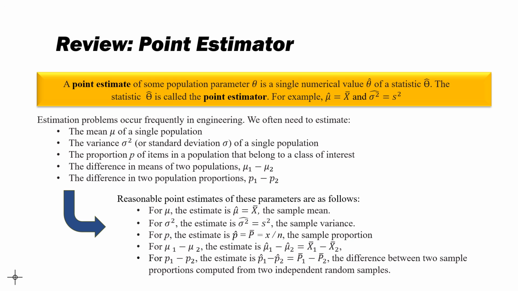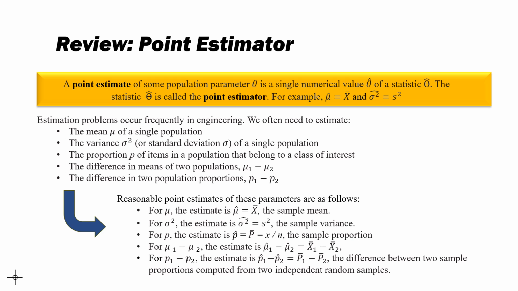The difference in sample means, x1 bar minus x2 bar, serves as the point estimator for the difference in population means, mu1 minus mu2, and finally the difference in sample proportions, p1 bar minus p2 bar, serves as the point estimator for the difference in population proportions, p1 minus p2.